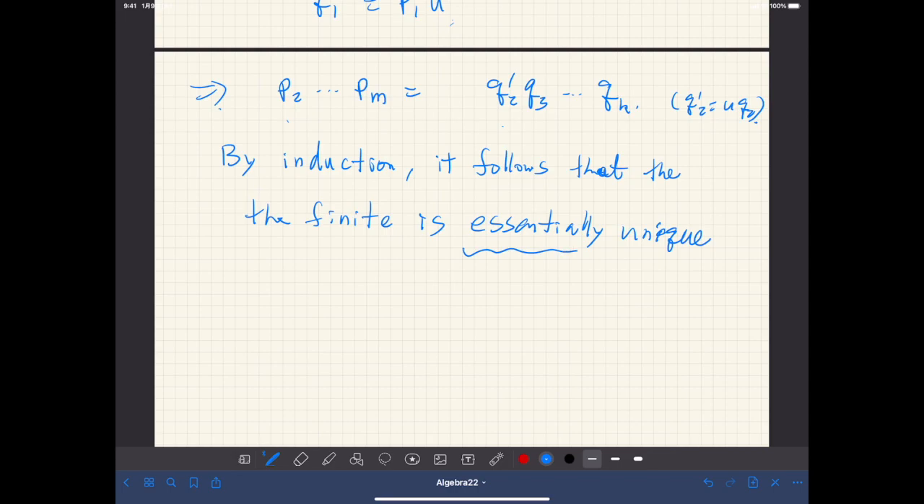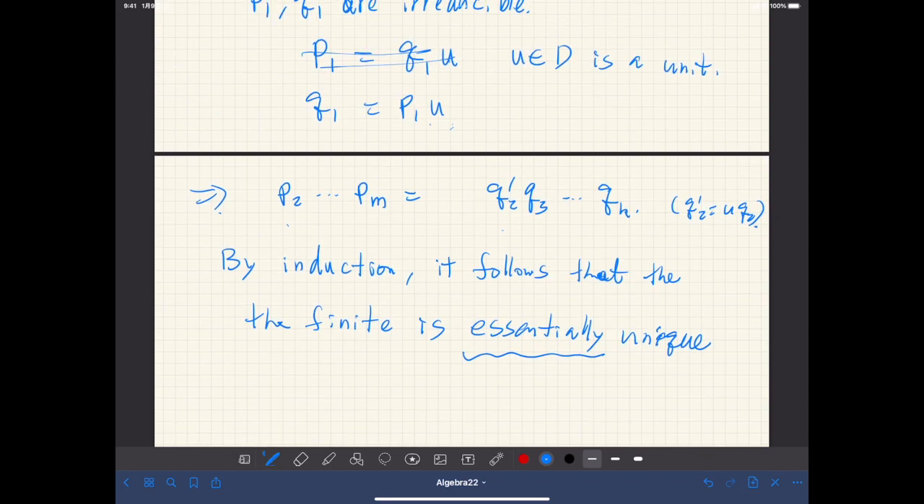We say essentially because it may not be exactly unique, because there is a freedom of a factor of units. So this one can be different, but it's not essential. This difference is not essential. That's why we say they are essentially identical. So this expression as a finite product is unique, and we are done.